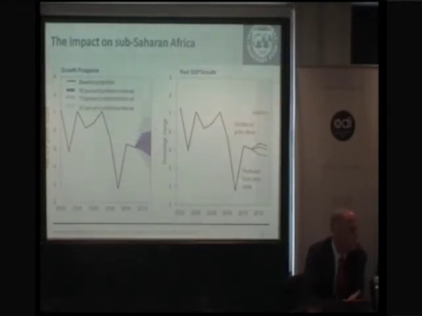I think it's still the case that Africa has quite a few assets to draw on, whether it's low levels of debt, high levels of reserves. All of those are assets that Africa can count on.